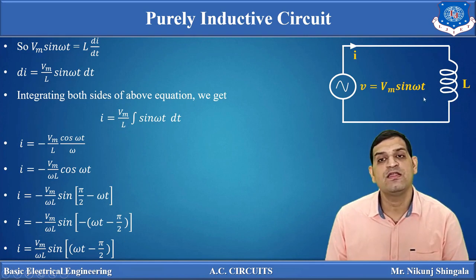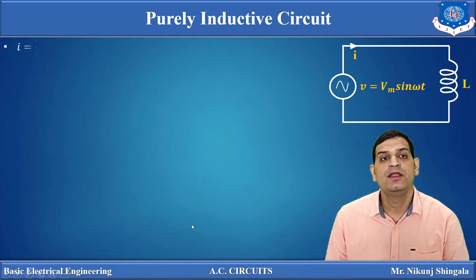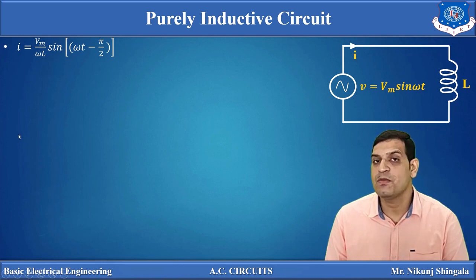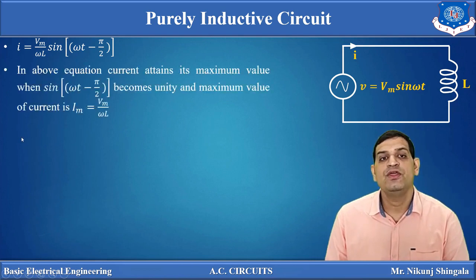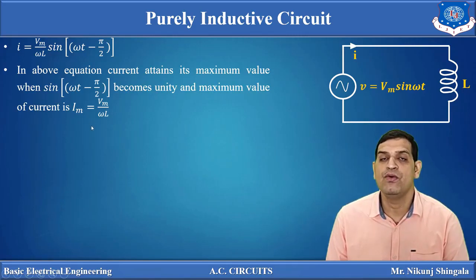The expression of applied voltage is v equals Vm sin omega t, and the expression of resulting current is i equals Vm by omega L sin(omega t minus pi by 2). In this expression, the coefficient of sine is nothing but its maximum value, its amplitude. So current attains its maximum value when sin(omega t minus pi by 2) becomes unity, and the maximum value of current is given by Im equals Vm divided by omega L.